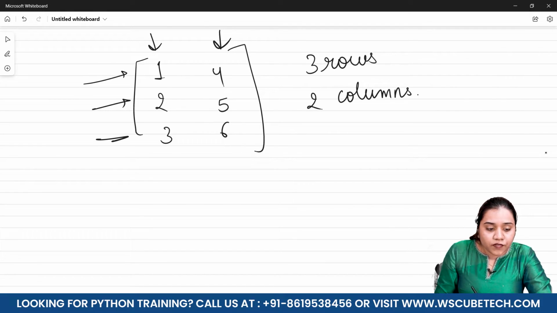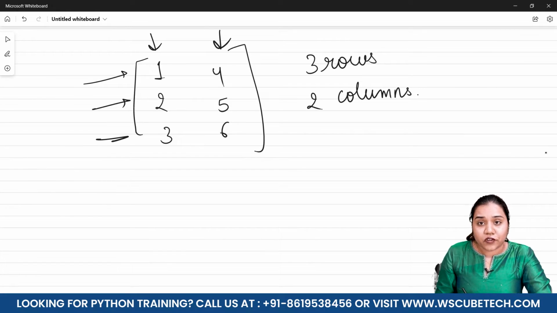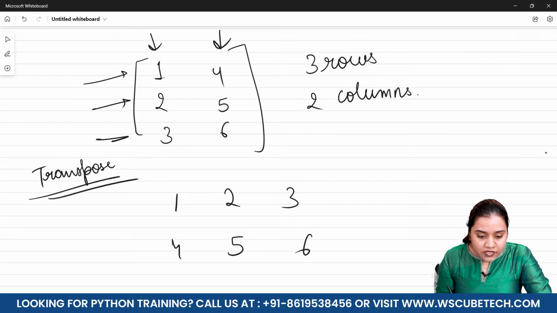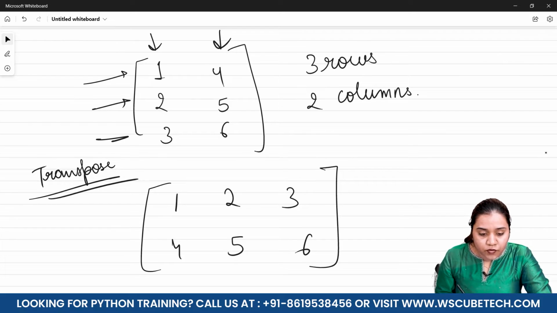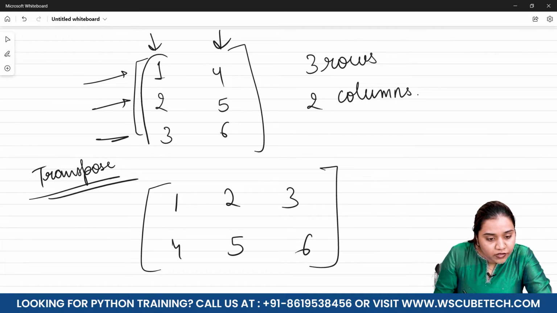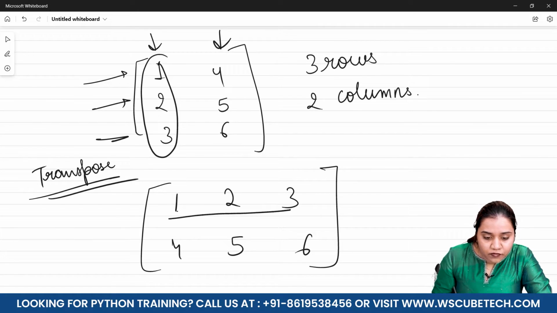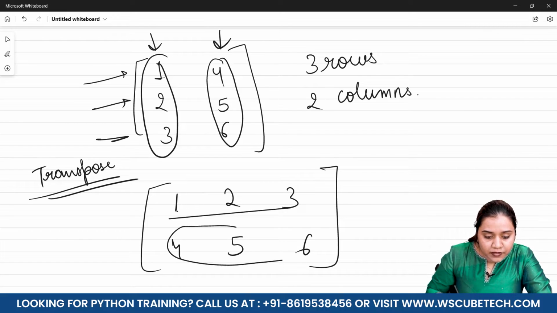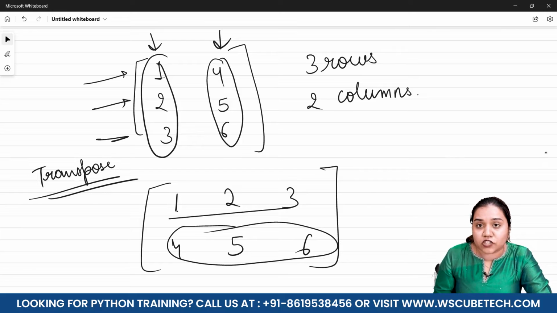Now what do we need to do to find the transpose? The transpose of this matrix would be 1, 2, 3 and 4, 5, 6. That means the rows will be converted into columns and the columns will be converted into rows. The columns were 1, 2, 3, and now they become a row. And 4, 5, 6 was the other column, so 4, 5, 6 becomes the next row. This is how you can find the transpose of a matrix.